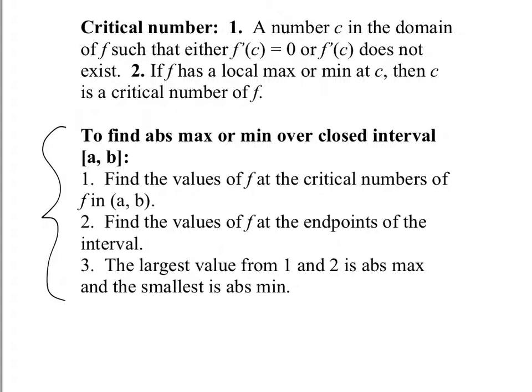So the first thing that it tells us to do here is find the values of f at the critical numbers. So our first thing we have to do is find critical numbers, and then find the values at the critical numbers. And then our second thing is find the values at the endpoints of our interval. Now, if the interval is from negative infinity to infinity, there are not going to be endpoints, so we don't need to worry about those values. And then our third thing is just interpret the answers from 1 and 2. So whoever has the highest y value is the absolute max. Whoever has the lowest y value is the absolute min. All right, let's do an example.